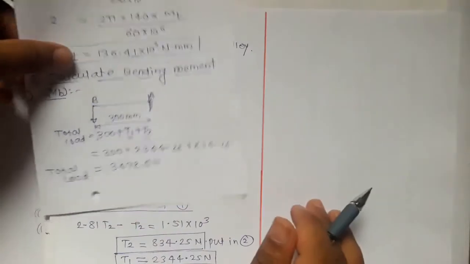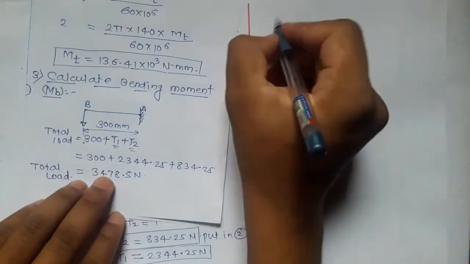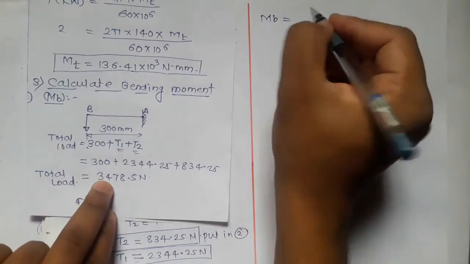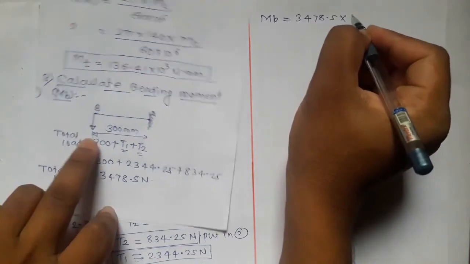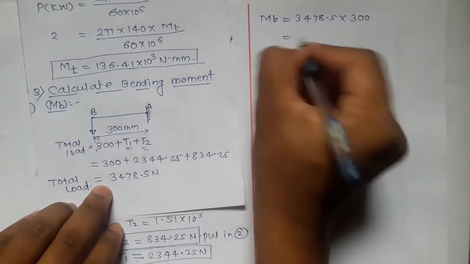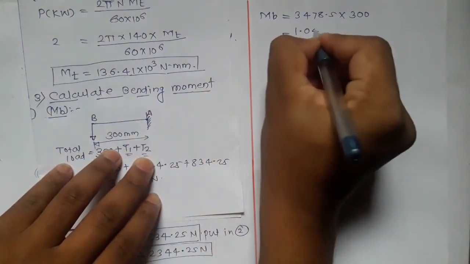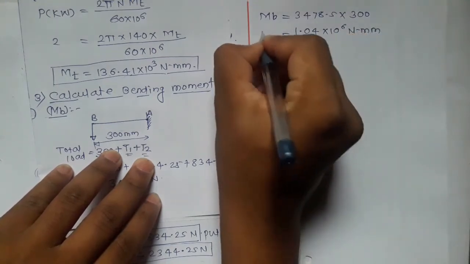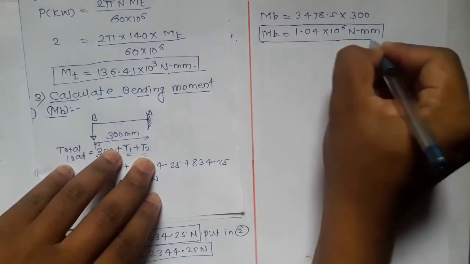Now by considering this total load, we can find out the bending moment. The bending moment at point A is maximum, and we can calculate it as this total load, 3478.5, into this distance, which is 300. So we get the answer of the bending moment as 1.04 into 10 raised to 6 Newton mm. This is the value of bending moment Mb.